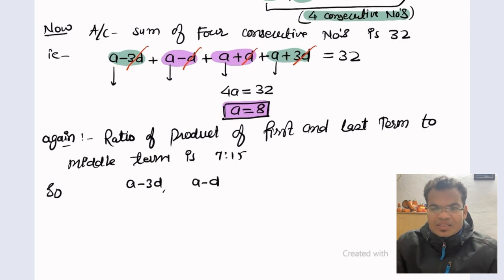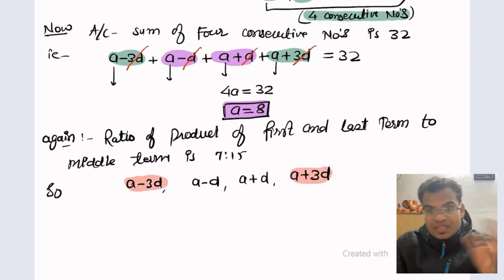We have a minus 3d, a minus d, a plus d and a plus 3d. These are the four consecutive numbers. Now you can understand the first and last term: a minus 3d and a plus 3d. These are the first and last term.